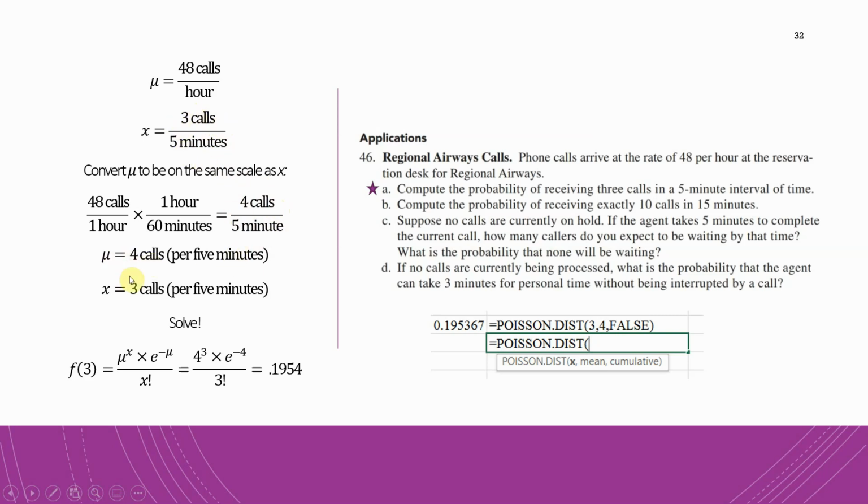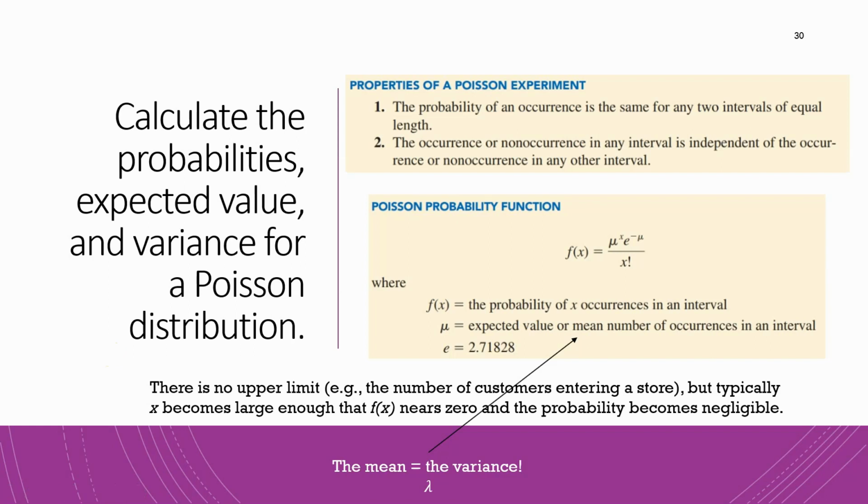So now we have mu is 4, and x is 3, what we're interested in solving for. Now we can just plug it into the equation we had from the last slide, the Poisson probability function. There it is right there in the center. So now we have these values.